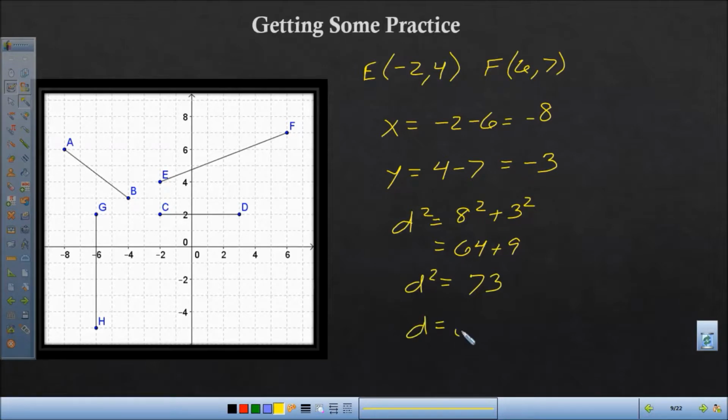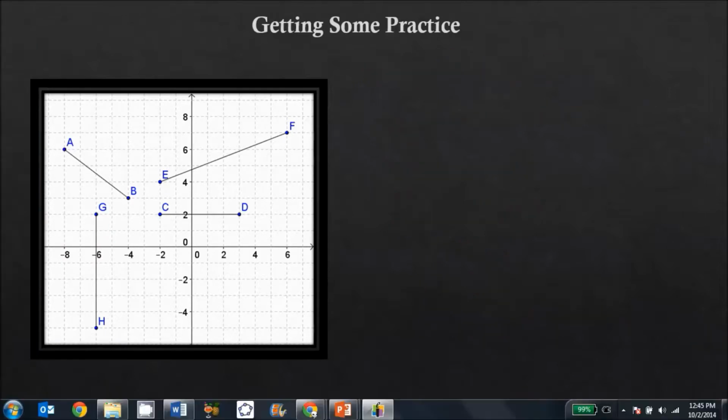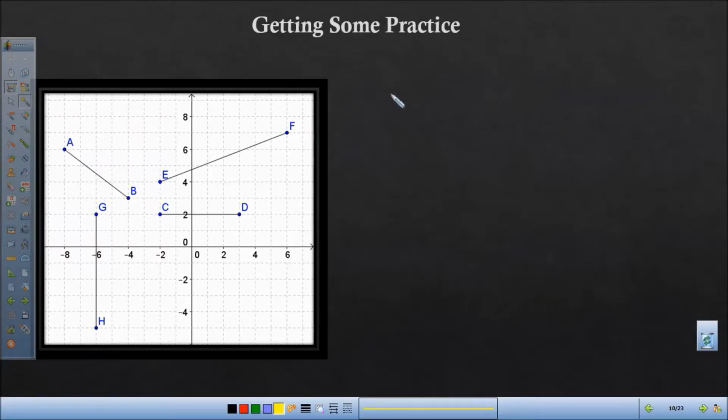D then is equal to the square root of 73, and that, let's see here, square root of 73, 8.544. Okay, let's do another one. A has the coordinates negative 8, 6, and B has the coordinates negative 4, 3.